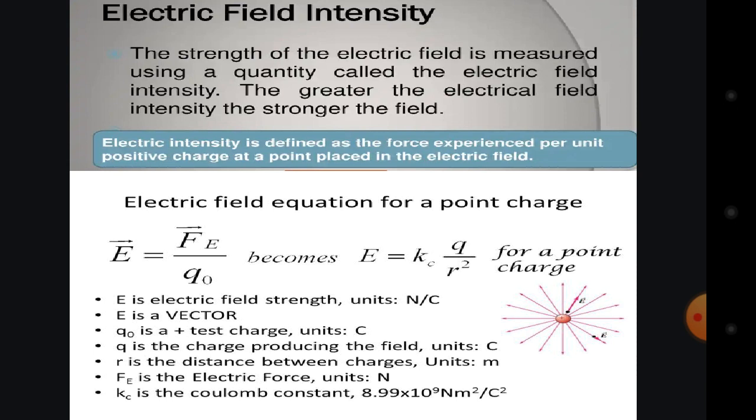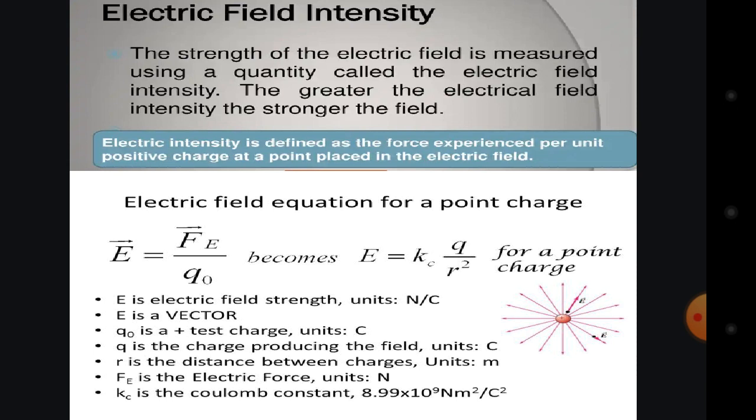So the Q naught, that is Q with a 0 here, is a positive test charge. That is measured also in coulomb, because charge is normally measured in coulomb, that is C. And the Q only is the charge producing the field. It is the one that is producing that field or that force, and it is also measured in coulomb.